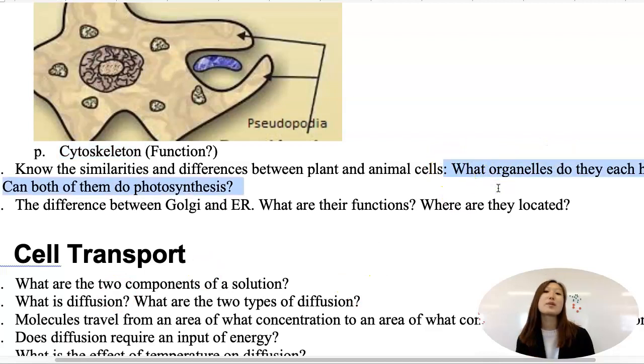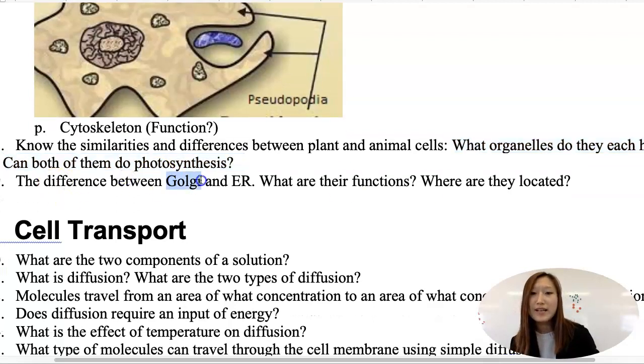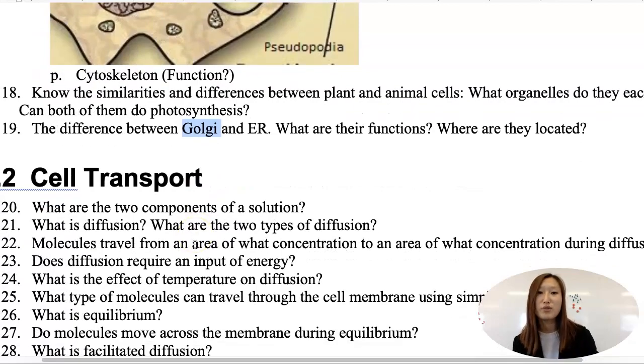Differences and similarities between plant and animal cell wall. It's important for you to know that chloroplasts are only for plant cells, and cell wall is only for plant cells as well. The difference between Golgi and ER, again, ER makes protein and Golgi processes and helps transporting proteins.